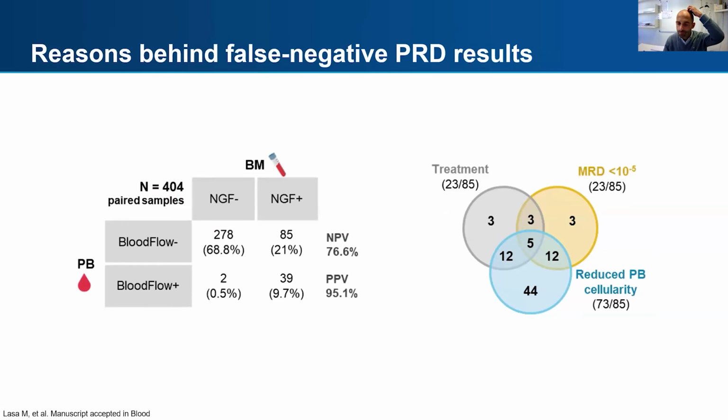It is informative independently of staging at diagnosis, and it is informative in both transplant eligible and ineligible patients. Now, because of the higher sensitivity of blood flow compared to NGF in the blood, does this mean that now we can forget about bone marrow aspirates? Unfortunately, the answer is again no.